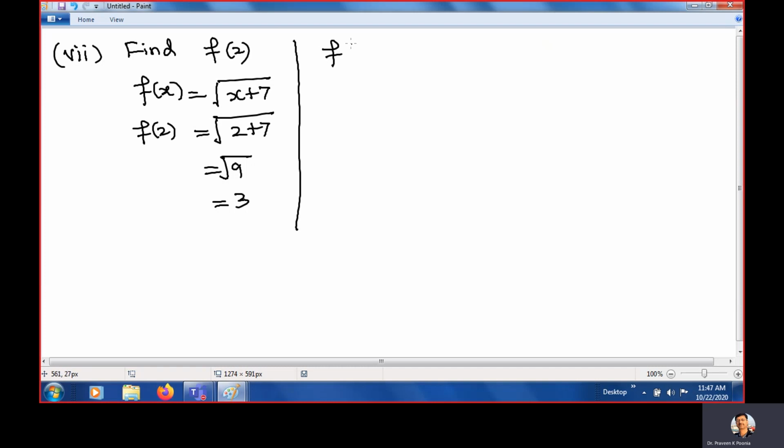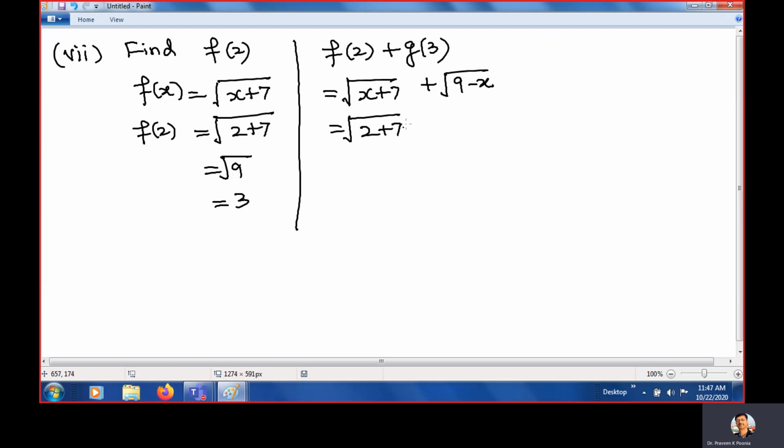They can ask you f(2) plus g(3). What is f? f is root of x plus 7, and g is root of 9 minus x. So what is the answer? Put f(2), root of 2 plus 7, and put 3, root of 9 minus 3. So what is it? Root 9 plus root 6. So it is 3 plus square root 6. Now you can use a calculator.